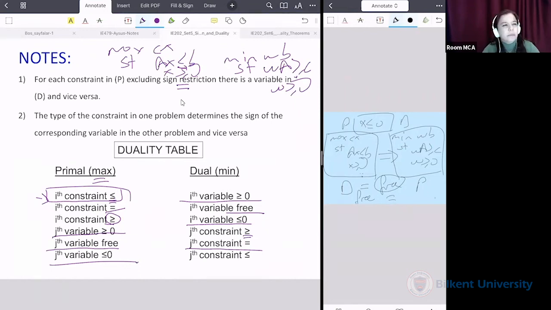Any questions? Any questions? Not all constraints should be greater than 0. All variables should be greater than or equal to 0, Simge. And we're not converting to standard form, we're converting to canonical form. Any questions?